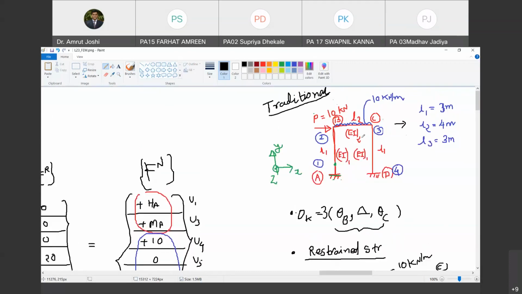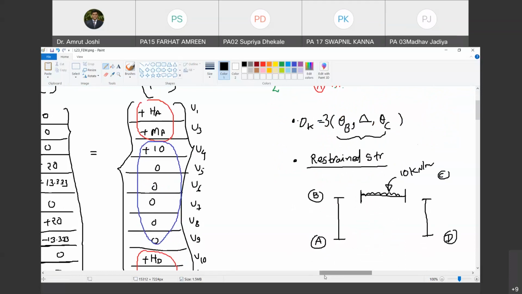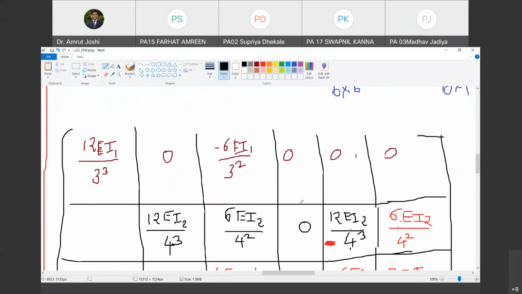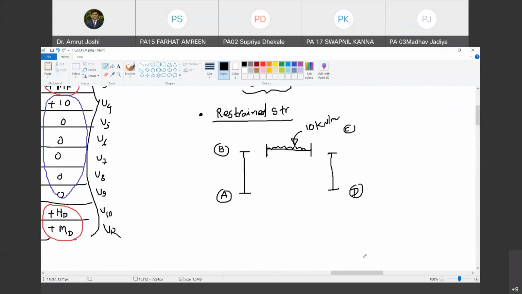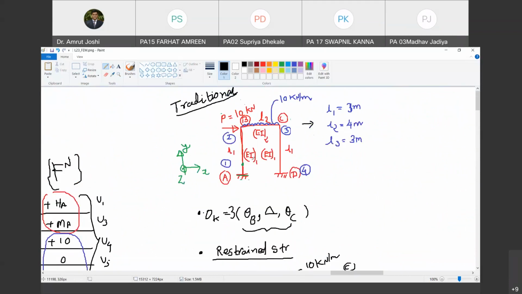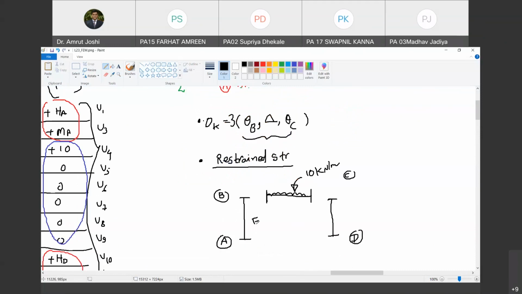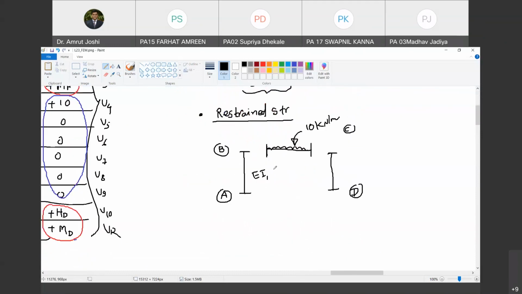What is the length of each of these members? As you can see, to arrive at this final solution, what we have assumed is EI1 and EI2 are equal. So in this problem, I will start with that assumption. EI is the same throughout. Here we have a column with flexural rigidity EI and length 3 meters. Similarly, column CD is a column with flexural rigidity EI and length 3 meters. However, beam BC is a beam with flexural rigidity EI but length 4 meters.